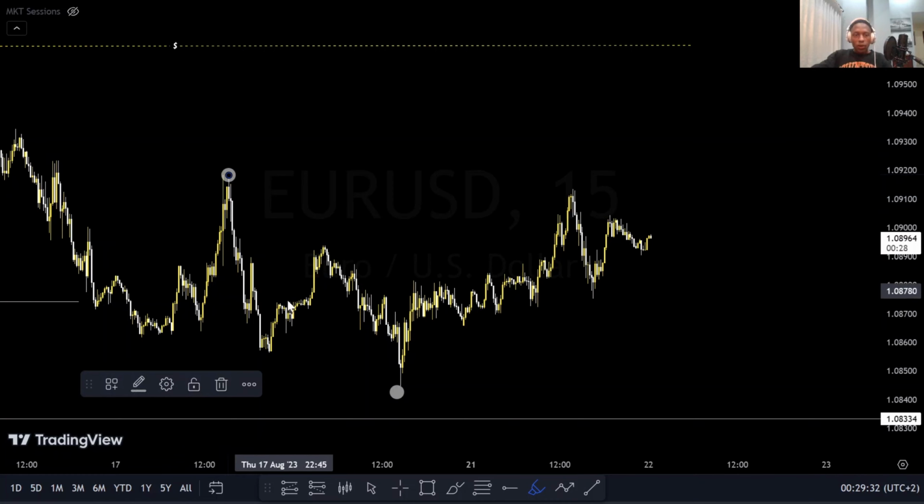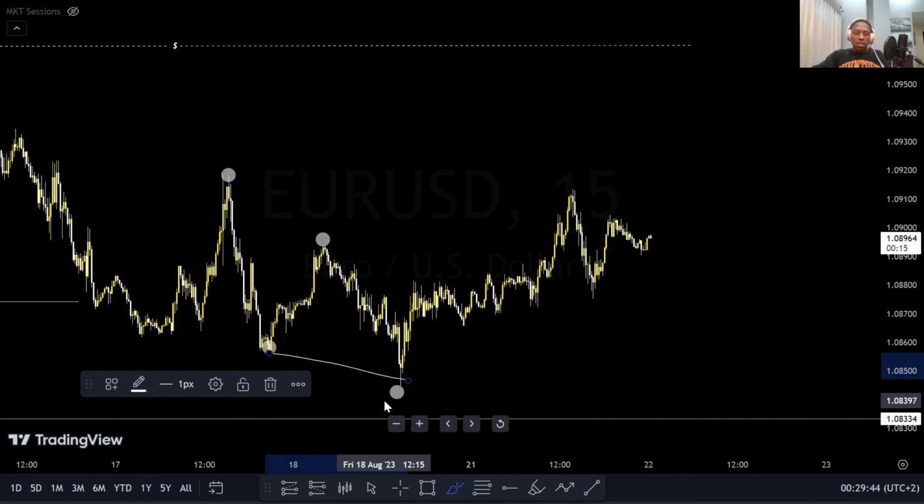There you go. The break of structure, it came back up, it broke again. So now we already know this was a break of structure, right? I'm gonna just highlight it with the pencil right here. This was a break of structure, right? No, this was a break of structure.